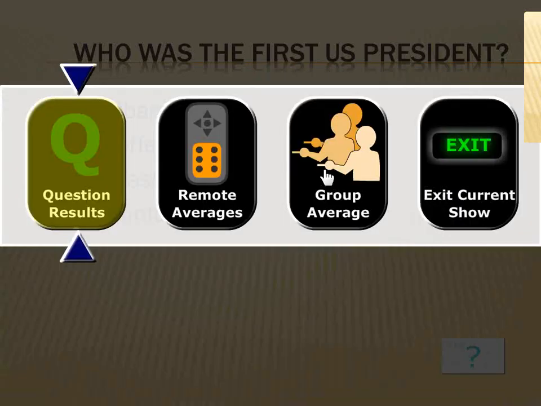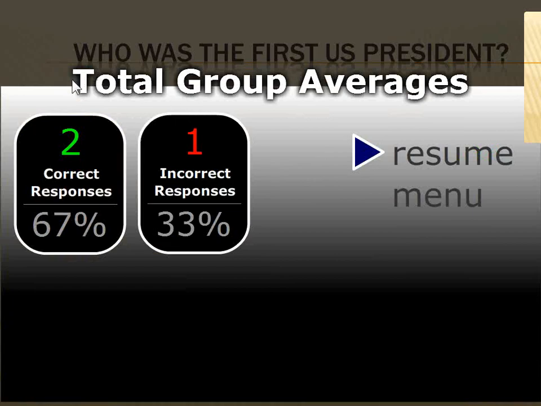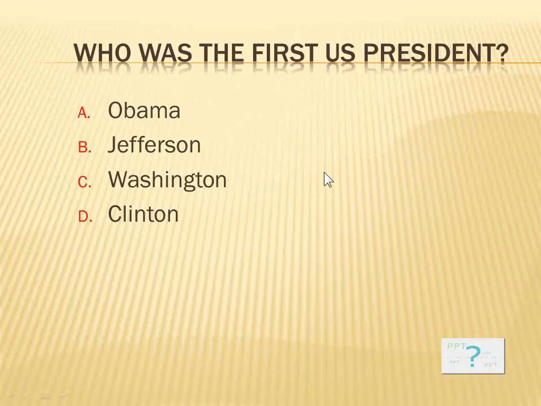Going back to the menu screen, the group averages will tell you cumulatively to this point of the presentation the understanding of your audience. We only did one question, but if we did two questions, this would be the aggregated accumulation of responses, percent right and percent wrong. At any point, clicking on Resume takes you back to PowerPoint.